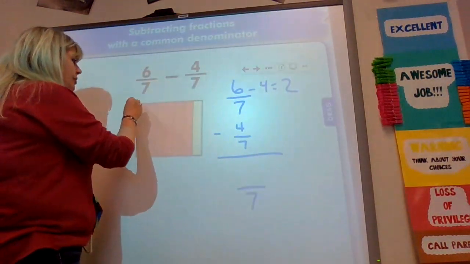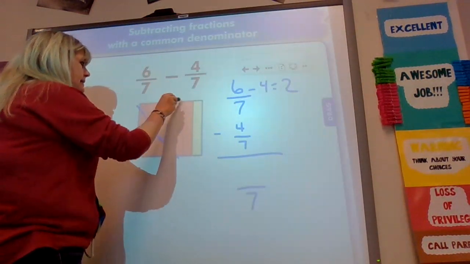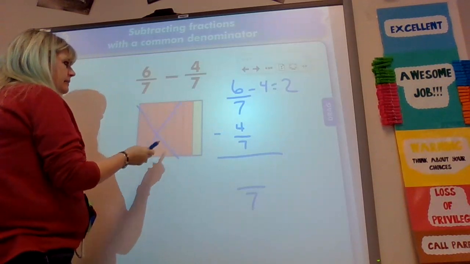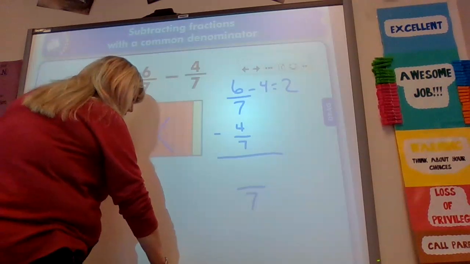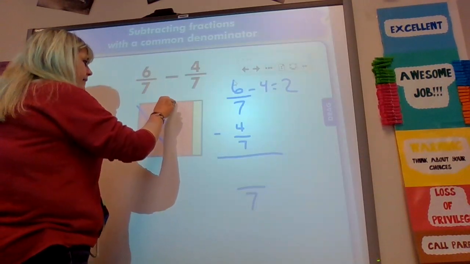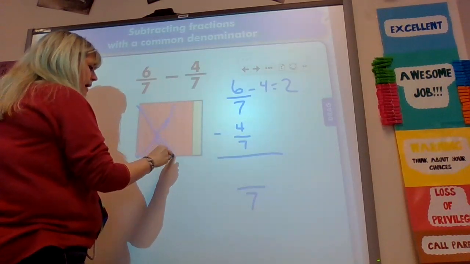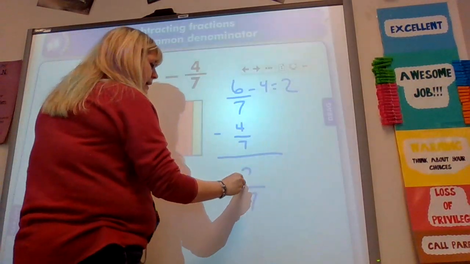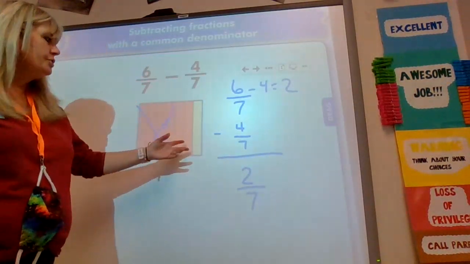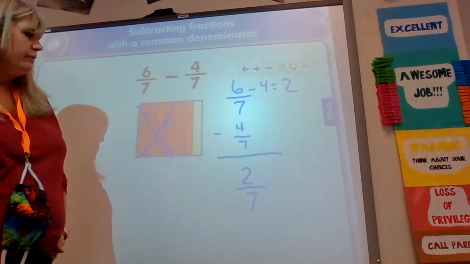Well, on your picture, it might look something like this. They might have an X on it. They might have something like this, where it starts like this and then they have an X on it, so that you know how many they're taking away. Well, I know 6 minus 4 is 2, so my answer is 2/7 that's left over.